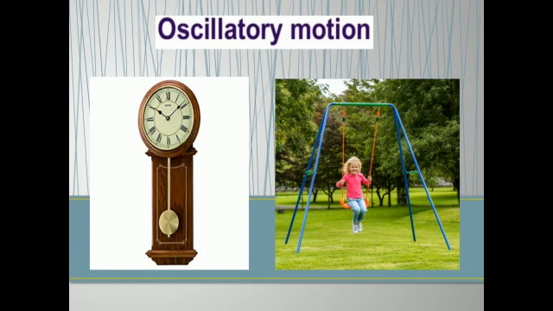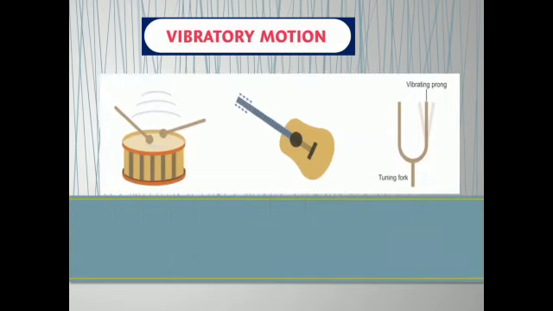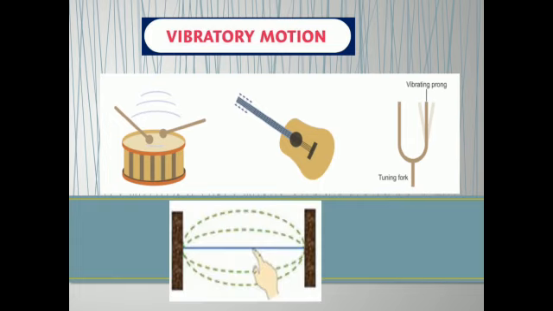Now next I will discuss vibratory motion. When you pluck the string of a guitar, it vibrates to and fro very fast. Such fast or rapid oscillatory motion is called vibratory motion. A very fast oscillation is called a vibration.